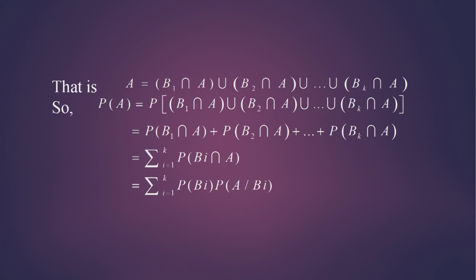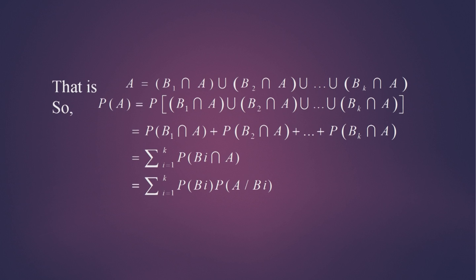So, we can write the event A as B1 intersection A union B2 intersection A union dot dot union BK intersection A. Now, since B1, B2 to BK are mutually exclusive events, we can say that B1 intersection A, B2 intersection A up to BK intersection A are also mutually exclusive, and that is why probability of A can be written as probability of B1 intersection A plus probability of B2 intersection A plus dot dot plus probability of BK intersection A.